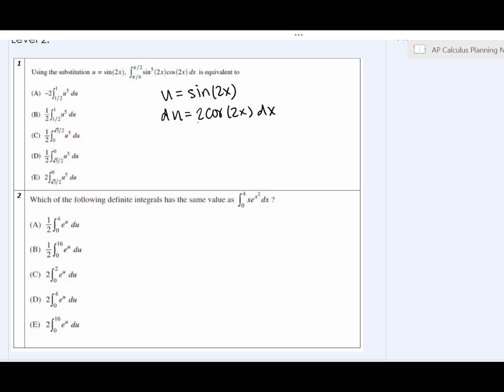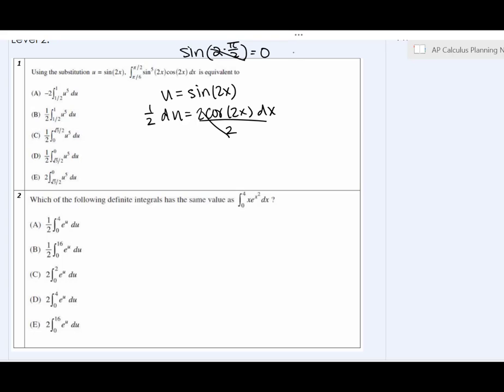So then when I come over here, I'm like, well, I don't have a 2. So I'm going to divide by 2 and make this a 1/2. So now when I replace, again, I'm going to put these boundaries in terms of u. Also, when you look at your multiple choice questions, you're like, none of those are pi over 2 and pi over 6. So let's say sine of 2 times pi over 2. Sine of pi is 0.